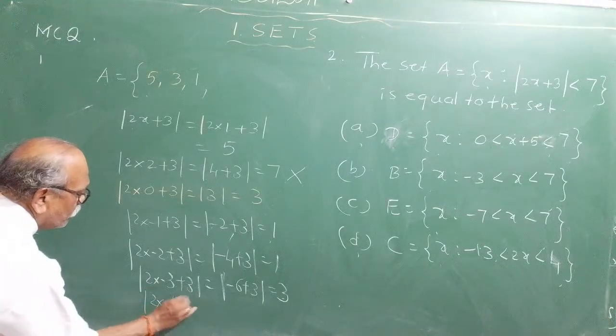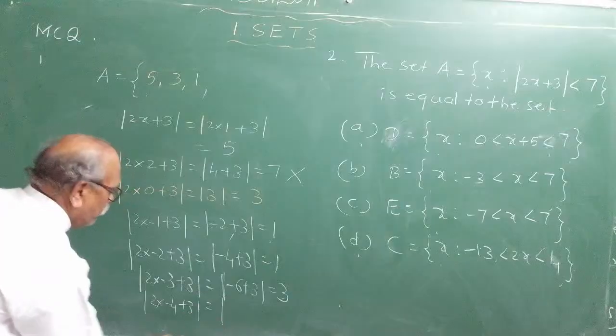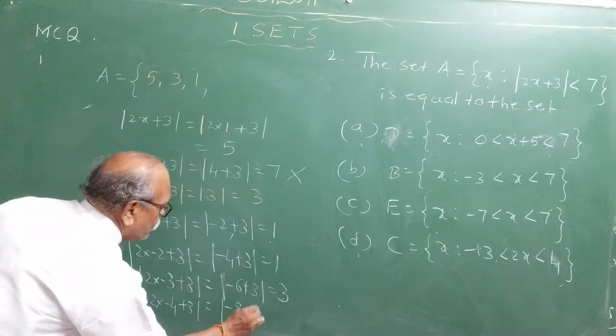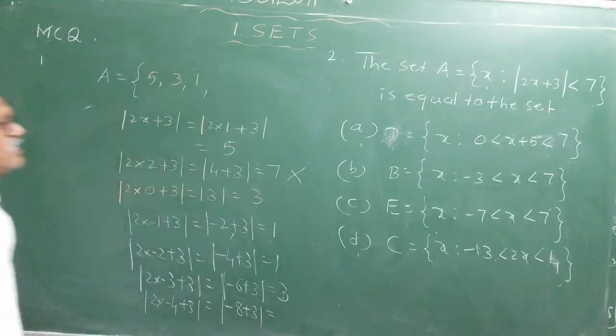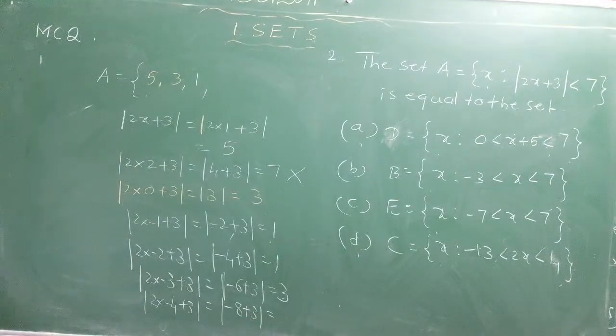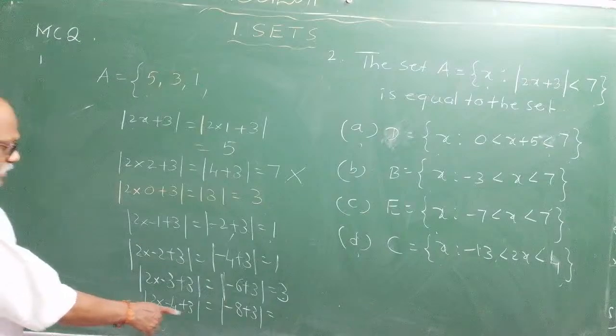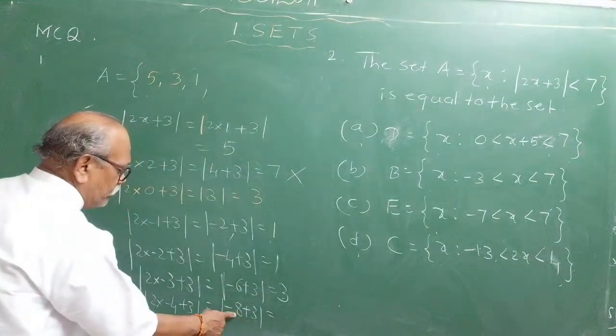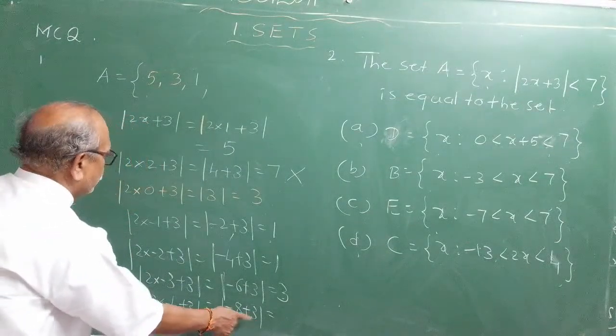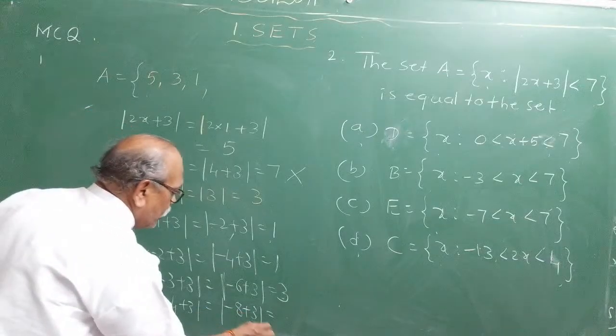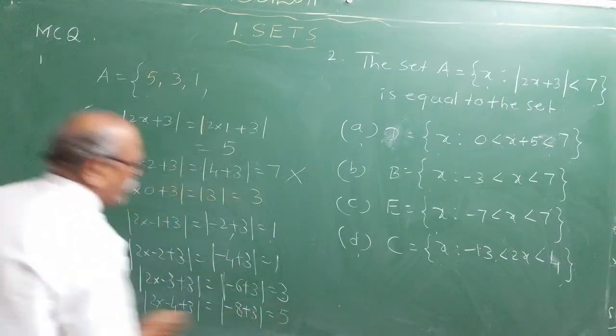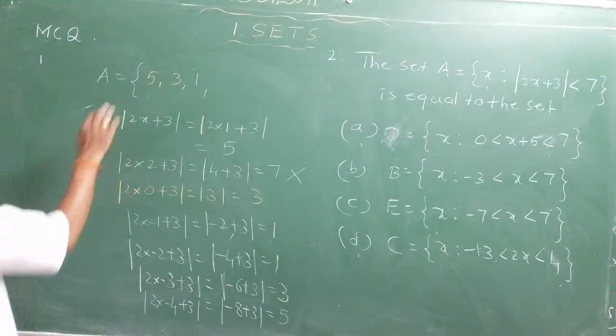You can take minus 4. 2 into minus 4 plus 3, what do you get? You will get minus 8 plus 3, which is minus 5, but the modulus will be 5. 5 is already there.